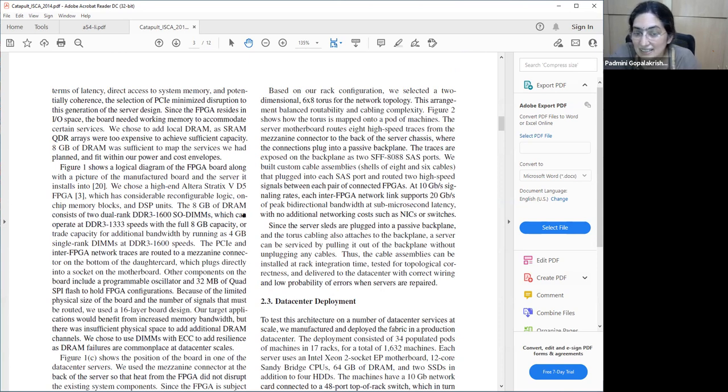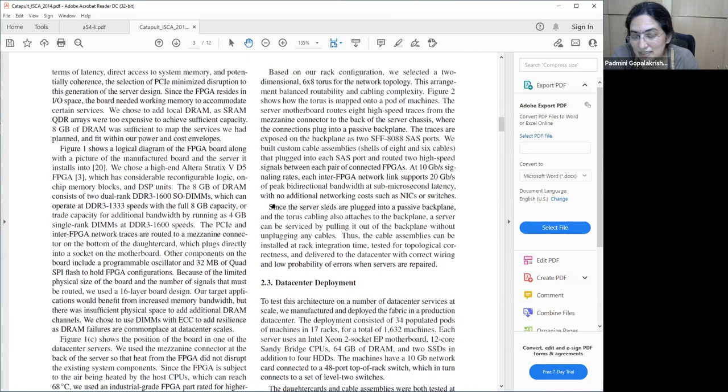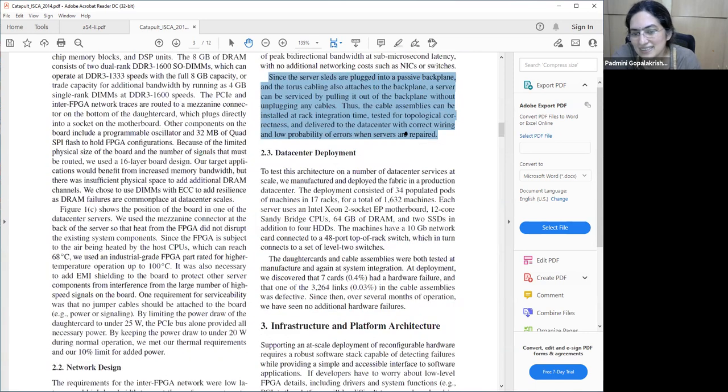And then you can even look at some of the other factors that they have talked about, right? You can actually service a server by pulling it out without unplugging anything. So this makes maintenance simple. Okay? So these are all interesting things that you would not normally think about if you don't work in a data center.